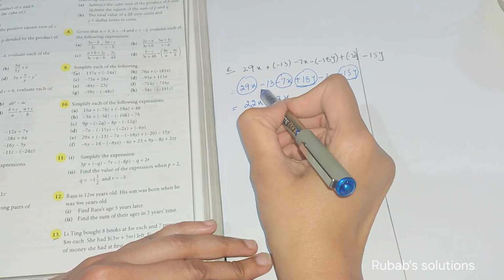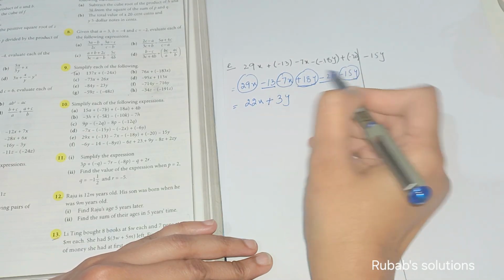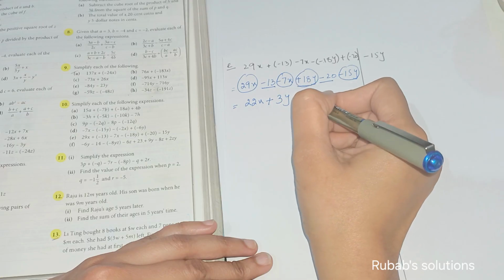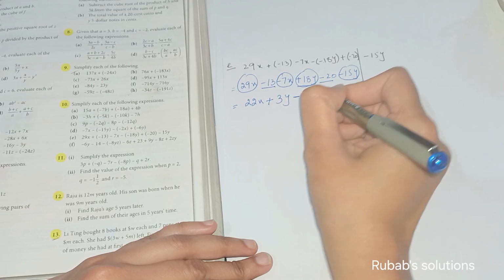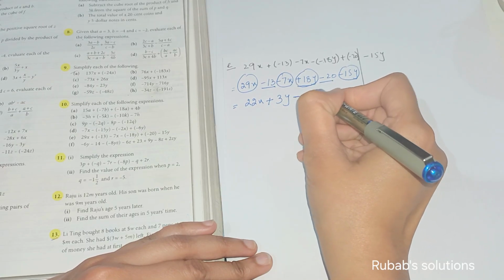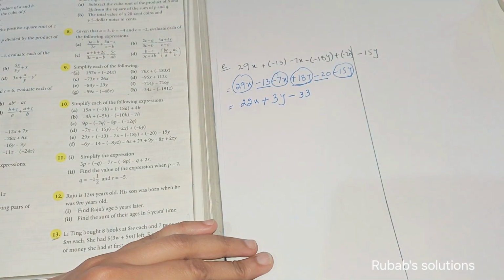The next one is minus 13 and minus 20. Both of them are having minus sign, so we have to add, but the sign will be negative, so it will be minus 33.